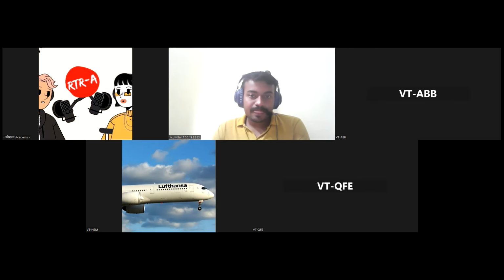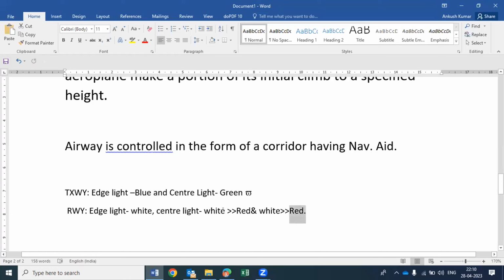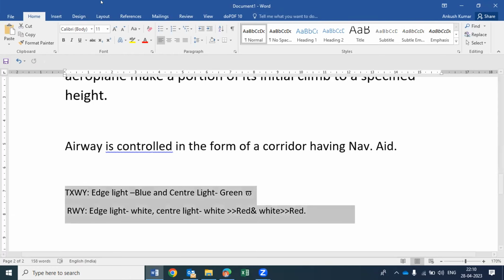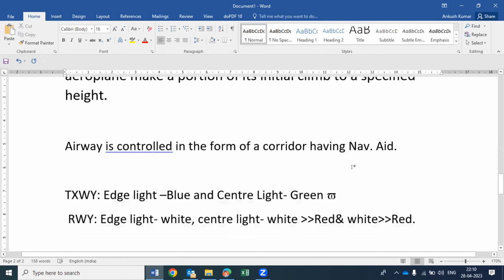So the runway edge light is white in color, and the center line is white in the beginning, white and red in the middle, and red at the end. Okay? Sorry.